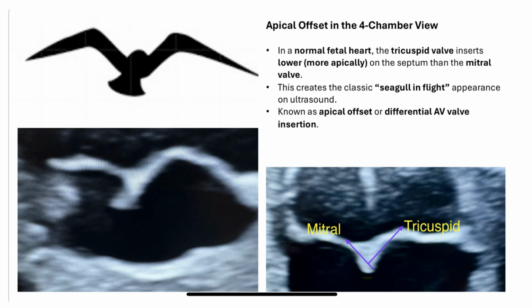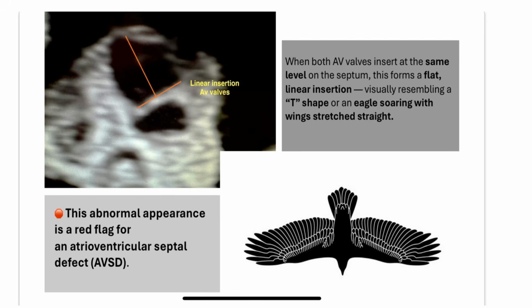The apical offset in the four-chamber view shows the tricuspid valve inserting lower, or more apically, on the septum than the mitral valve. This seagull in flight appearance is normal and known as apical offset. A linear insertion of the AV valves, where they insert at the same level on the septum, is an abnormal finding. This appearance is a red flag for an atrioventricular septal defect, or AVSD.